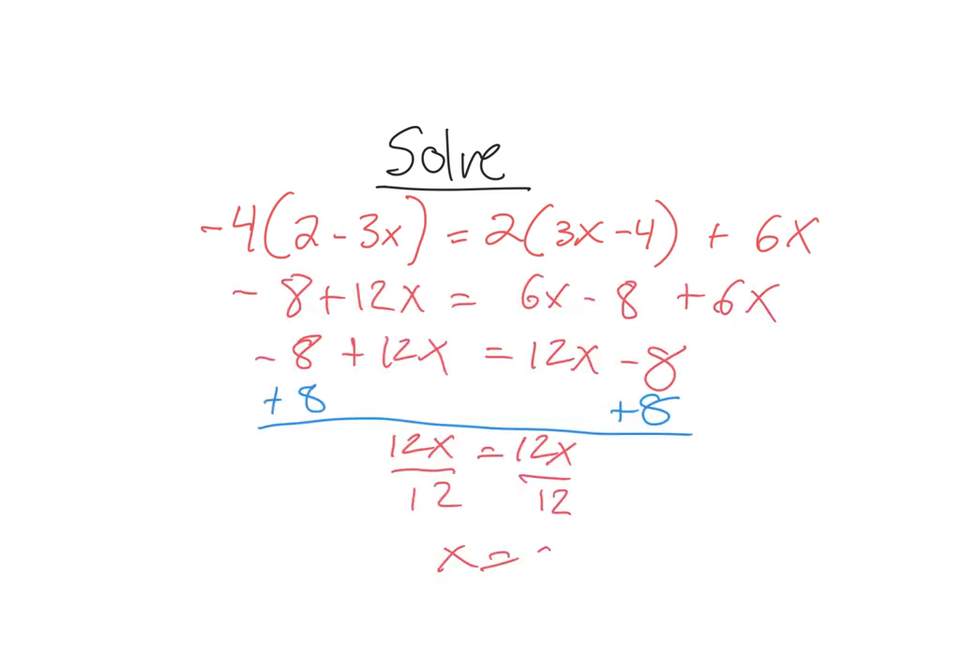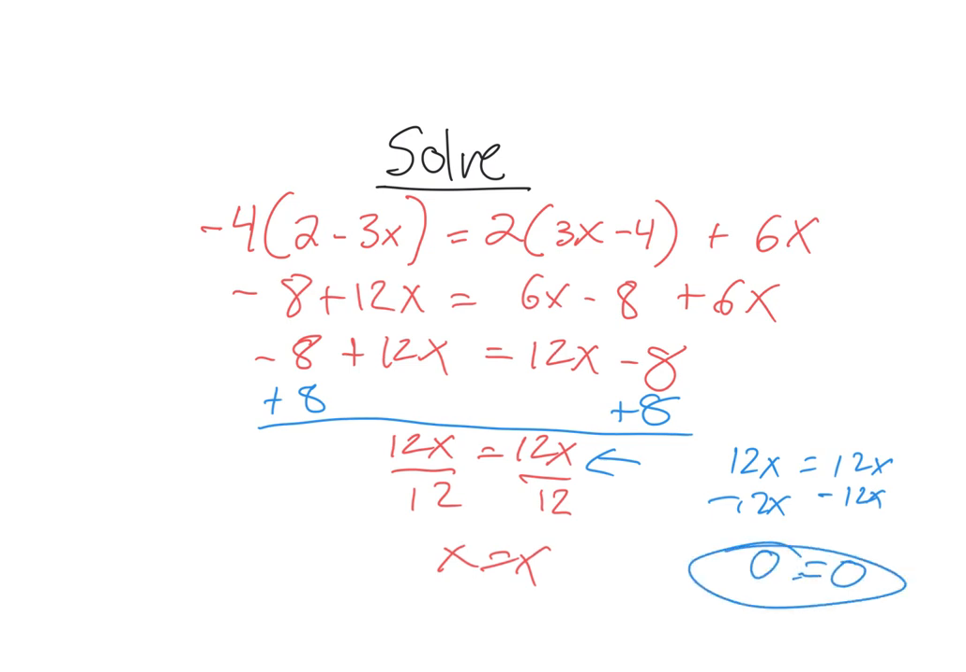I'll have x equals x, which actually, if I go back to this line and do it a different way, subtract 12x from both sides. So if I do 12x equals 12x, get all x's to one side, we end up with 0 equals 0. And we say, well, how often does 0 equal 0? And the answer is it always equals 0. So that means you can do anything.